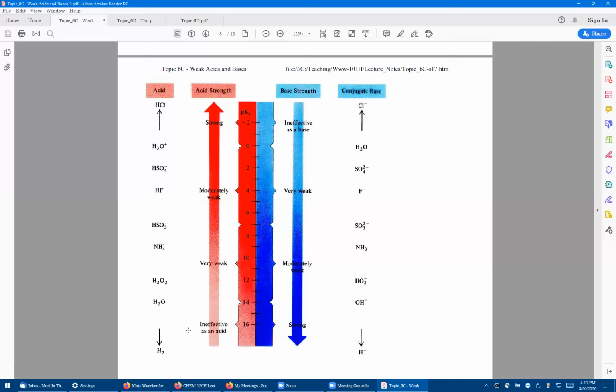Finally, for things that are very, very weak acids, hydrogen is a little bit difficult to explain at this point, but for things that are that weak, their conjugate bases are very, very strong. A hydride ion, for example, is a very strong base.